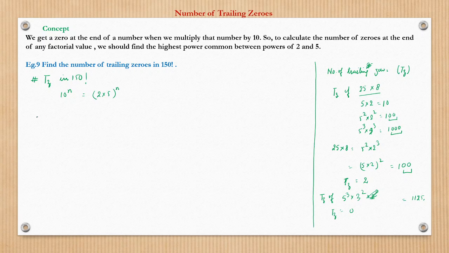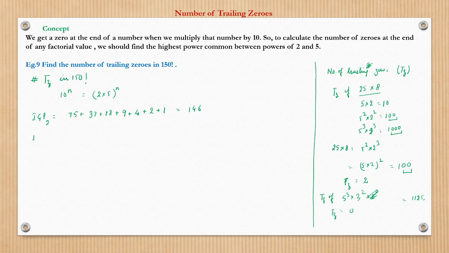So what we need to do, I need to find the IGP of 2 in 150 factorial. So it will be 150 by 2, which is 75, then 75 by 2, which is 37, 37 by 2, which is 18, 18 by 2, which is 9, 9 by 2, which is 4, 4 by 2 is 2, 2 by 2 is 1. So this becomes 75, 71, 68, 34, 34, 16, 16, 9, 7, 4, 3, 1, 2, so it becomes 146, right?